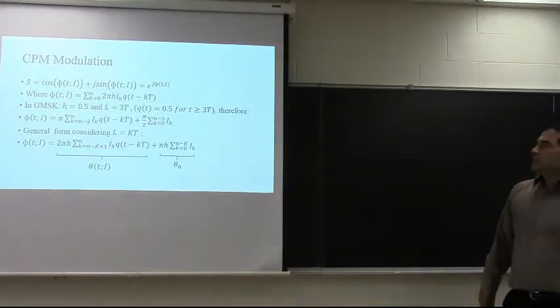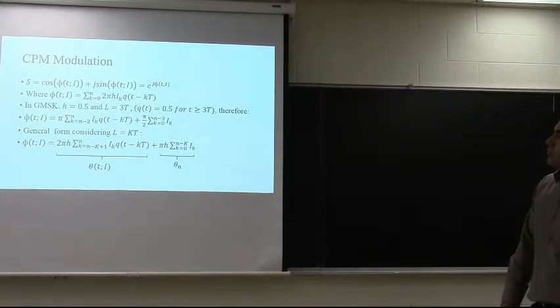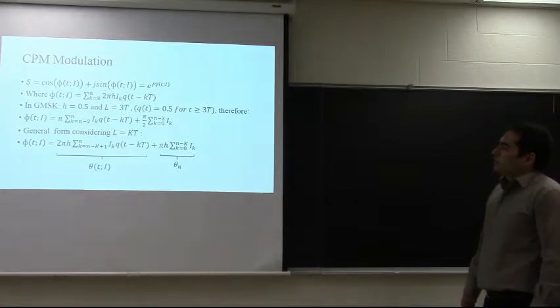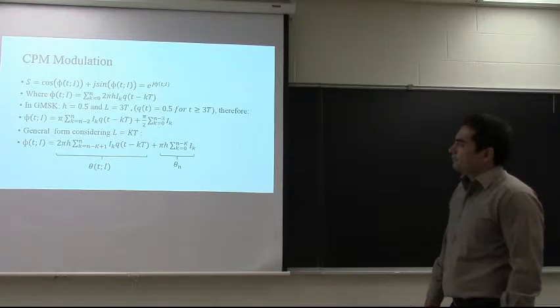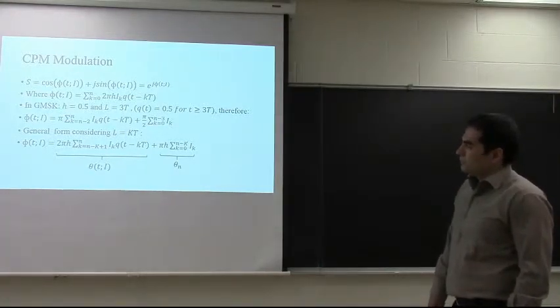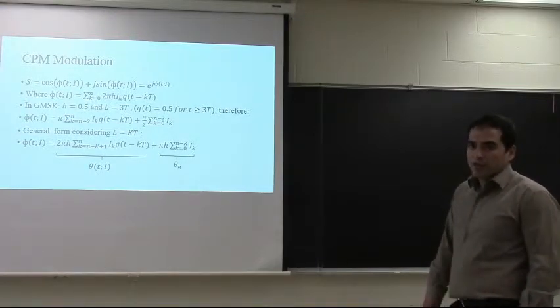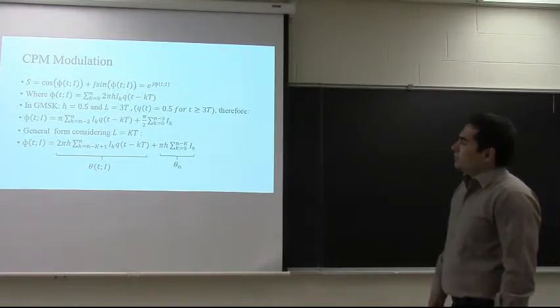Okay, what was the CPM modulation? We mentioned that the low-pass signal s is cosine of phi of t and I, plus j sine of phi of t and I, or we can write it as e to the power of j phi, where phi is also continuous. But we mentioned that we can sample it over the sampled version of q of t. It's a summation of k equal to 0 to n and so on.